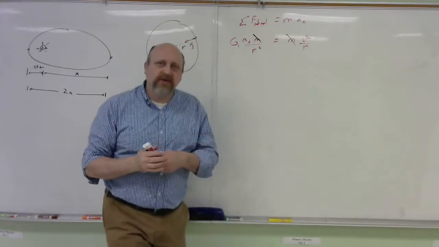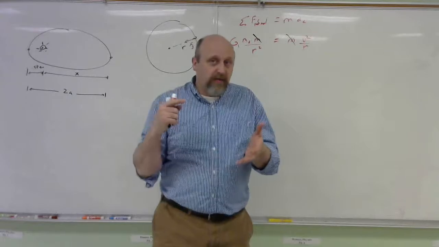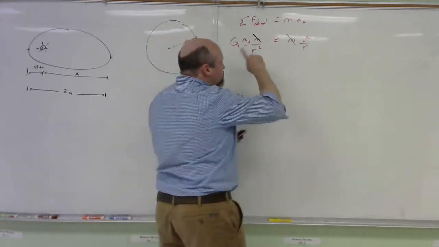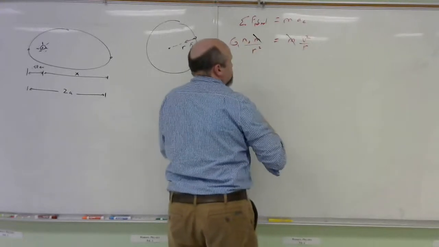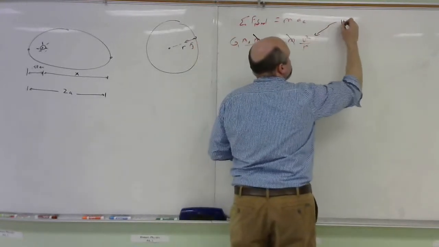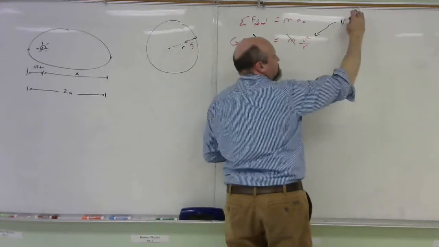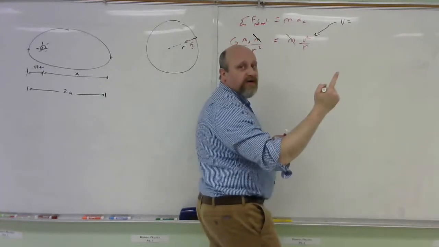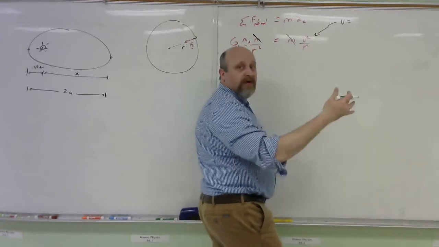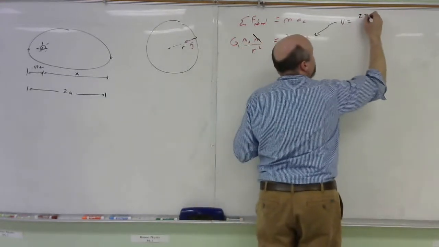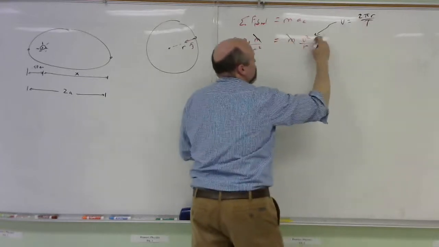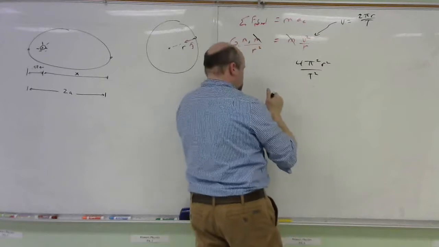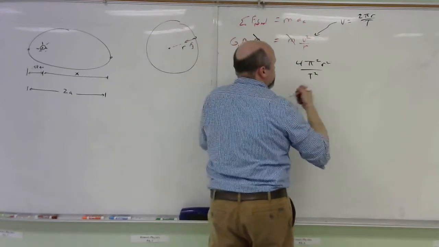Kepler's third law has to do with the relationship between the period of the orbit, the time to go around, and the radius of the orbit. So to get the period in the equation, where it says v, I'm going to substitute in speed is distance over time. The distance to go around once is 2 pi r, the circumference, divided by the time to go around once, the period. So that would be 2 pi r over T. Now I'm going to square it in the formula, so it would be 4 pi squared r squared over T squared. Now there's still an r down there.